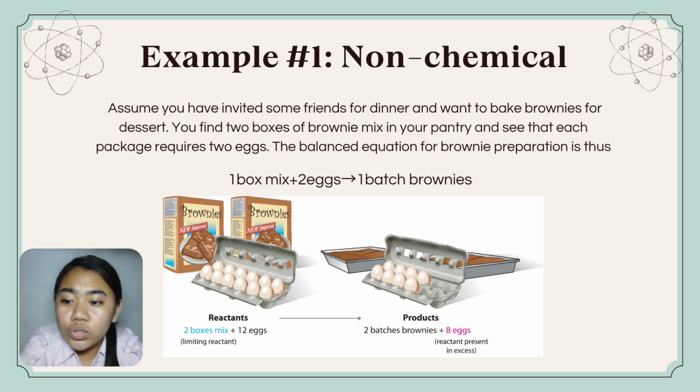Although the ratio of eggs to boxes needed is 2 to 1, the ratio in your possession is 6 to 1. Hence, the eggs are the reactant present in excess, and the brownie mix is the limiting reactant. Even if you had a refrigerator full of eggs, you can only make 2 batches of brownies.